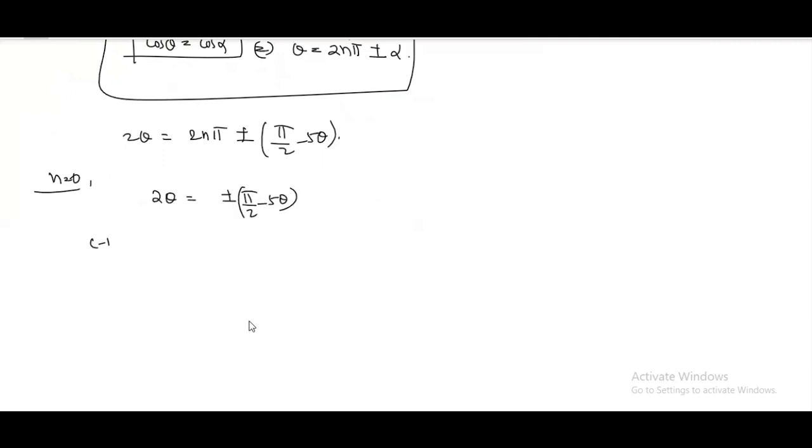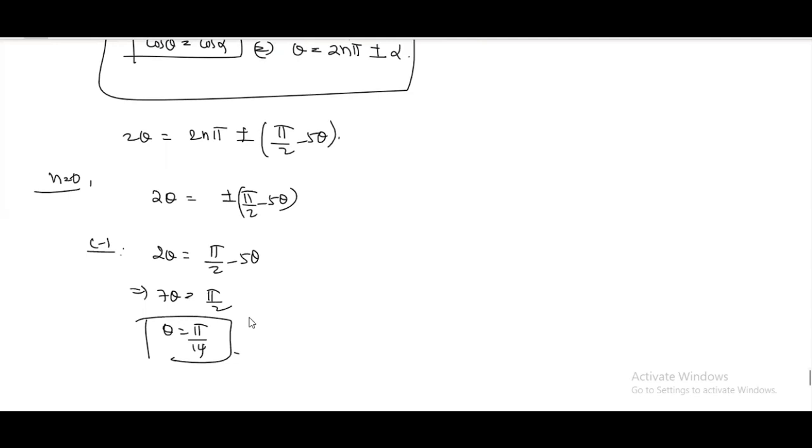So in this, if I take the first case, 2 theta is equal to plus pi by 2 minus 5 theta, we will get 7 theta is equal to pi by 2. Theta is equal to pi by 14, one solution. So this lies between minus pi by 2 to pi by 2 only.